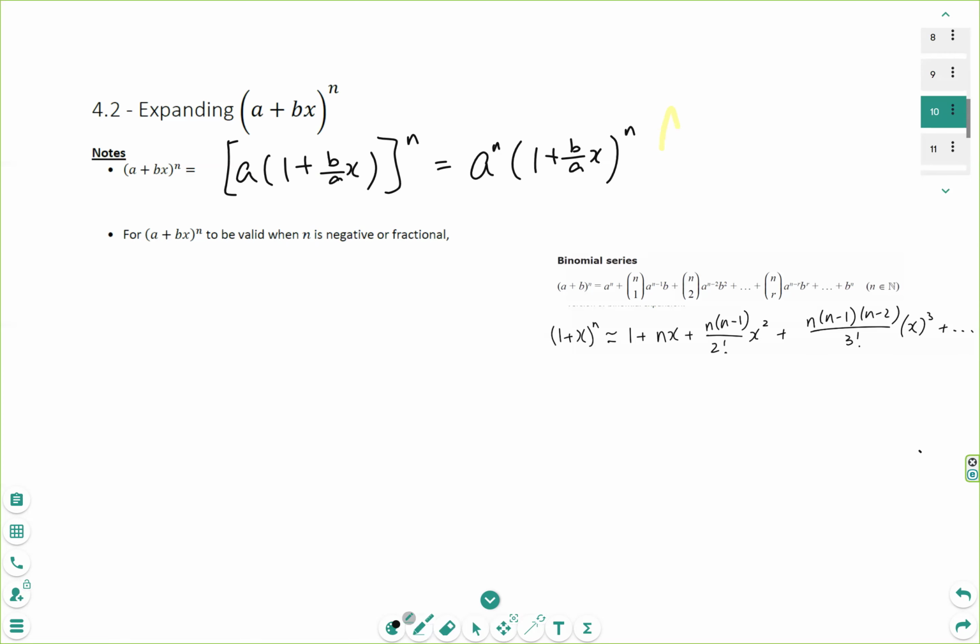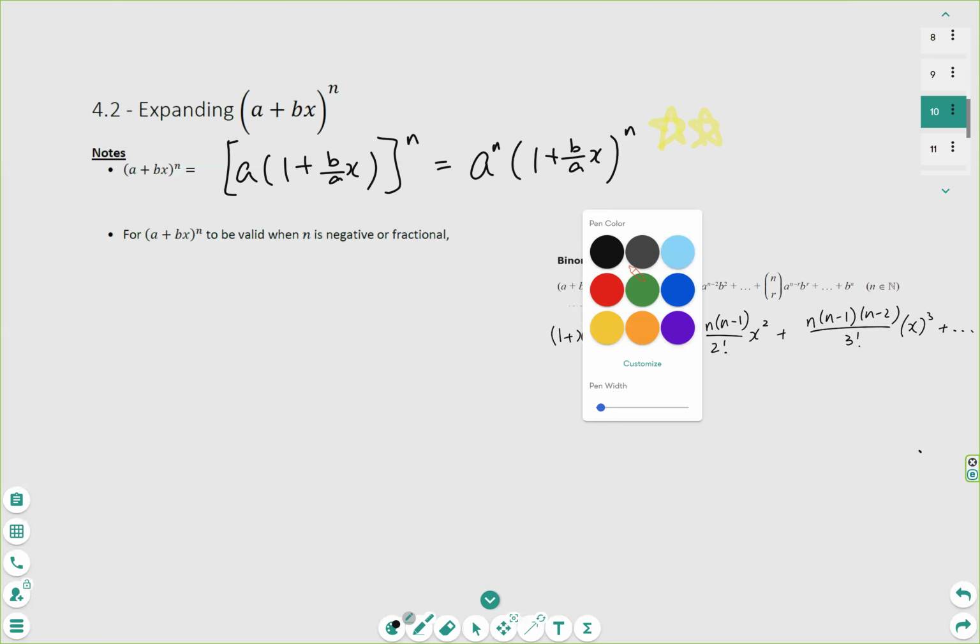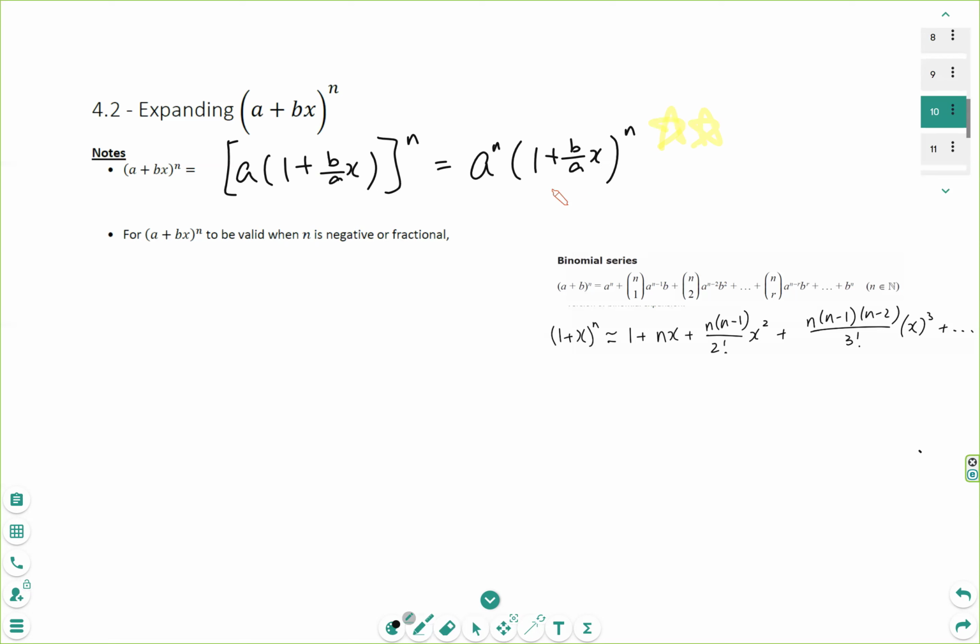Now very, very important: students very often make mistakes in this step. Trust me. For a plus bx to the power of n to be valid when n is negative or fractional, we know a plus bx to the power of n is the same as a to the power of n times 1 plus b over a x, to the power of n. We talked about validity last lesson, and it's definitely b over a x.